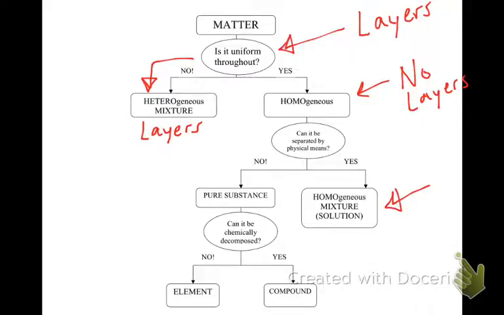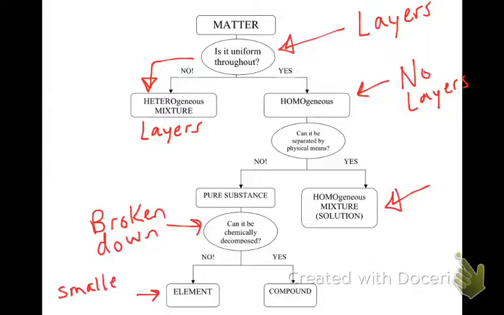Last but not least, can it be chemically decomposed? Meaning, can it be broken down chemically? If we look at our elements, they're the smallest, simplest form of matter. They cannot be broken down in any way, shape, or form. Therefore, they can't be chemically decomposed. It's an element. If it can be chemically decomposed, that means it was chemically combined, so we're talking about a compound.